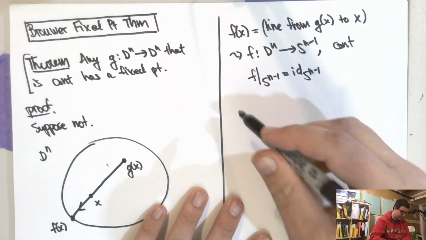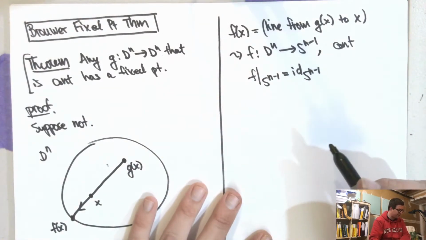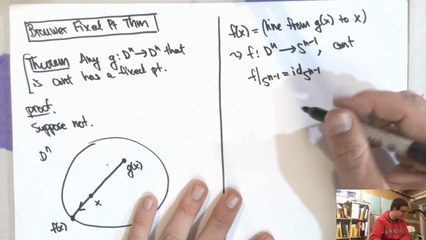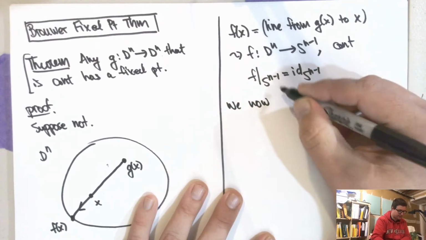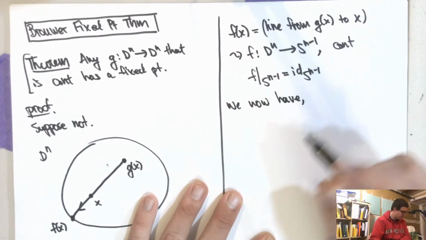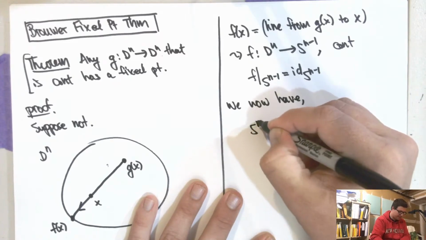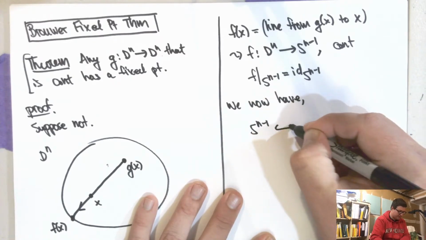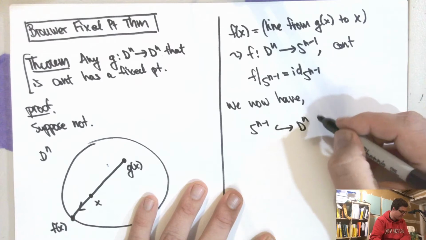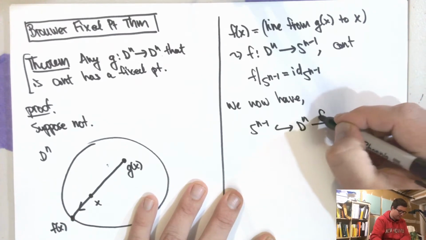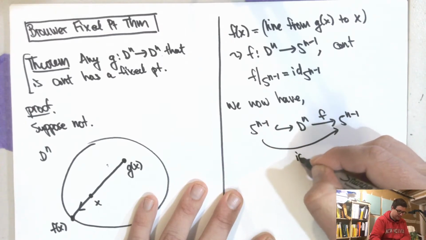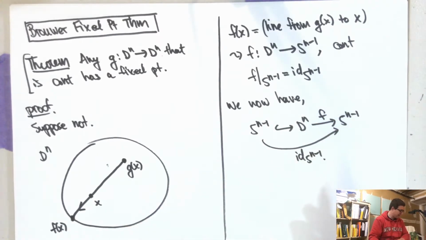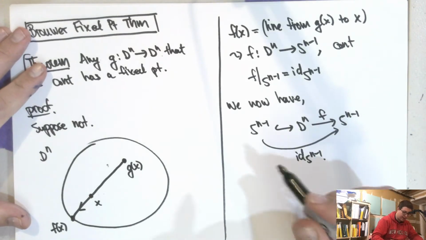Now we're going to go back to what we did in that original video. So we now have the following situation. Here we have S^(n-1). It goes into D^n as the boundary map. Then we have this map f, which goes into S^(n-1). And this map here is the identity on S^(n-1). So this induces a map on pi n's.